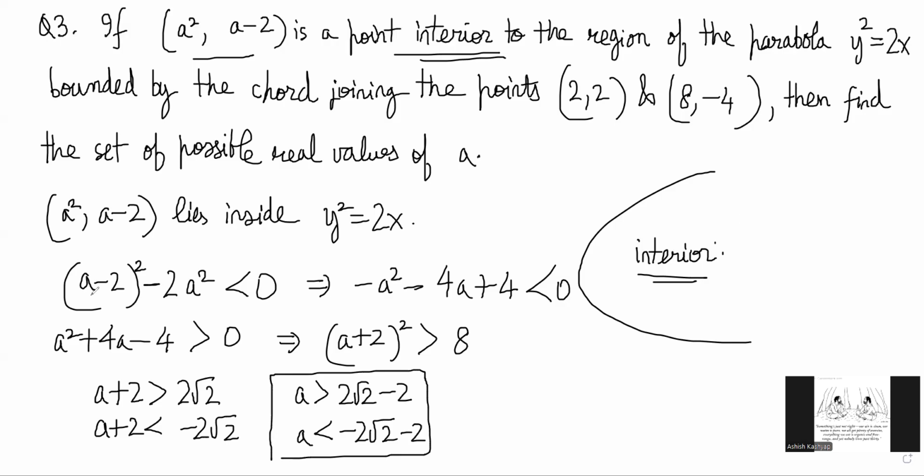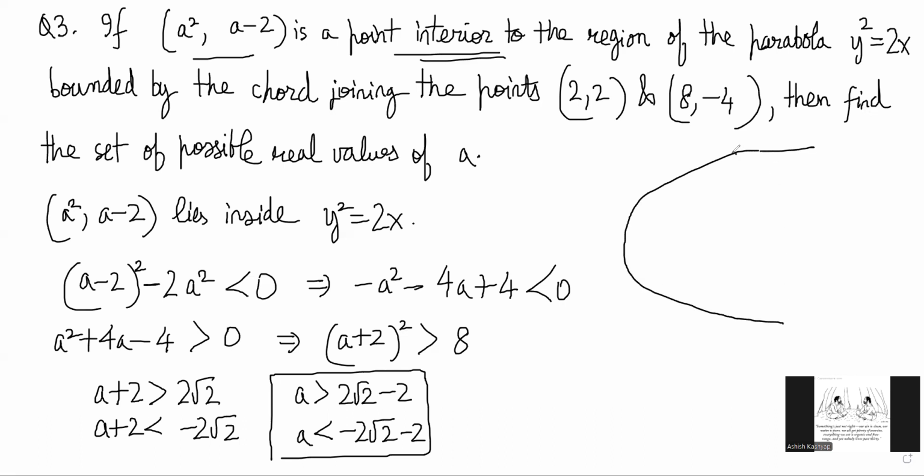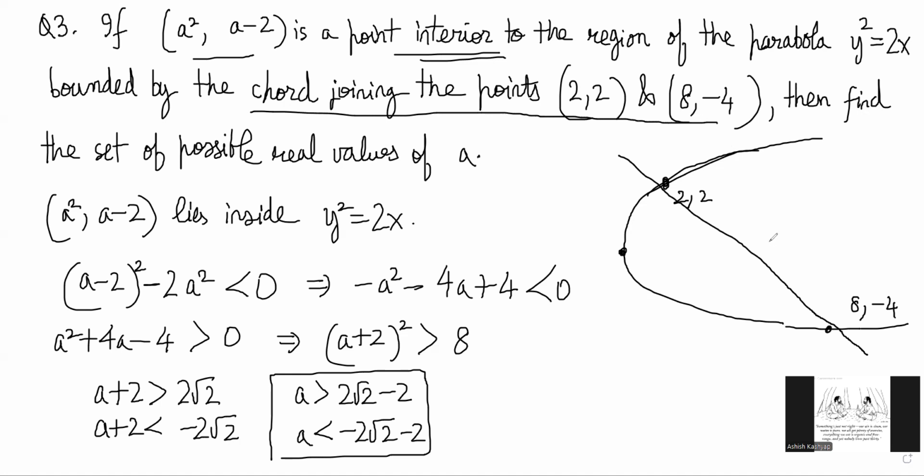Also, there is some additional information. So if we draw the chord on the parabola, joining these points, one point is (2, 2) and one point is (8, -4). So maybe I should draw the chord appropriately. This is my parabola. One point is (2, 2) here. One point is somewhere here, (8, -4). And let's draw the chord. The question has also said to us that this point is in the interior to the region of the parabola bounded by the chord joining these. So the point is somewhere here in this region, right?